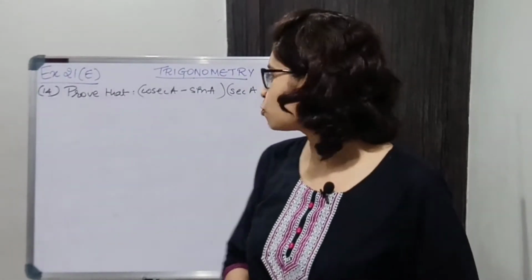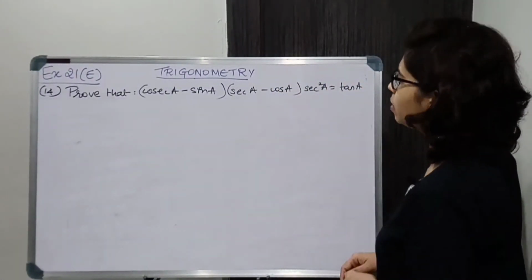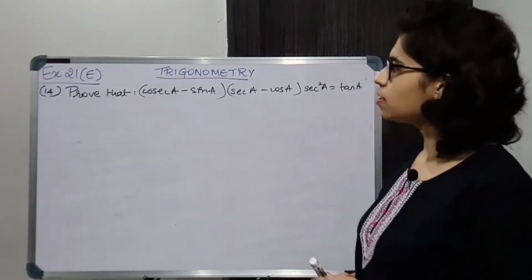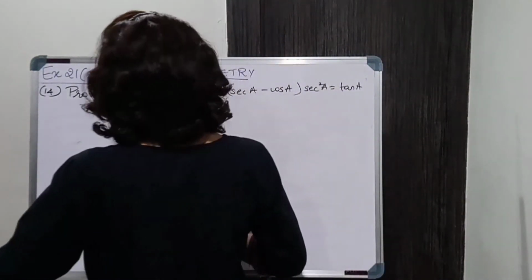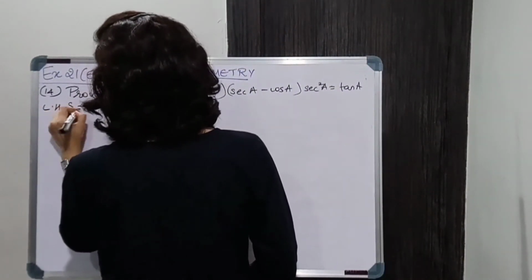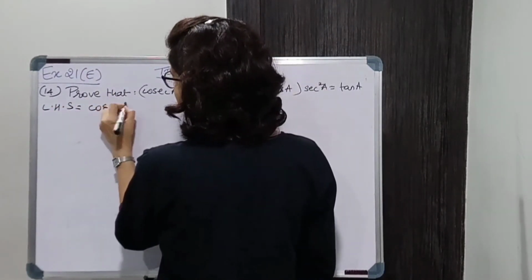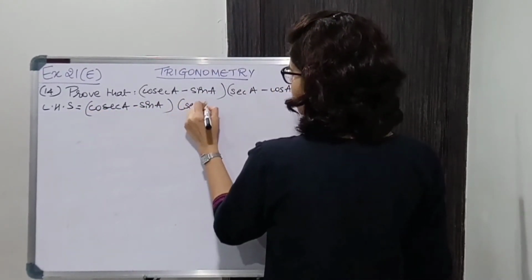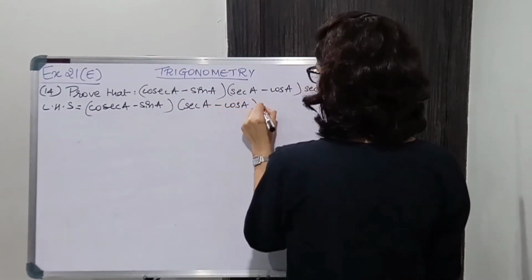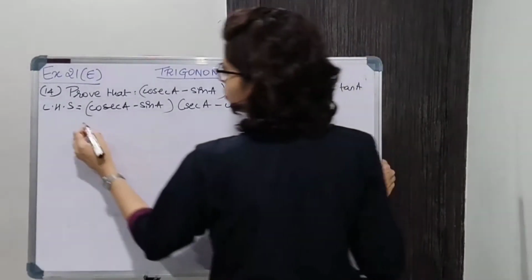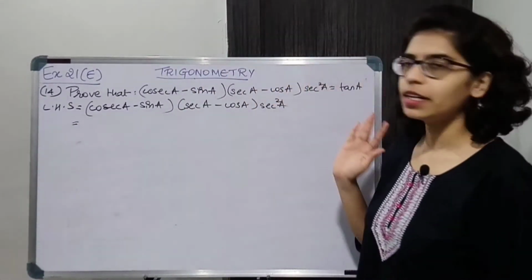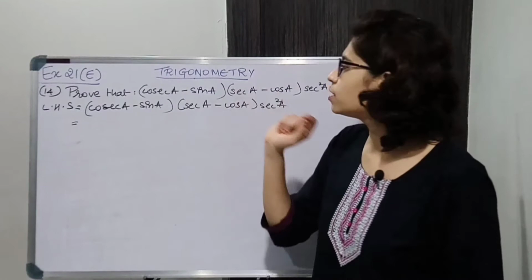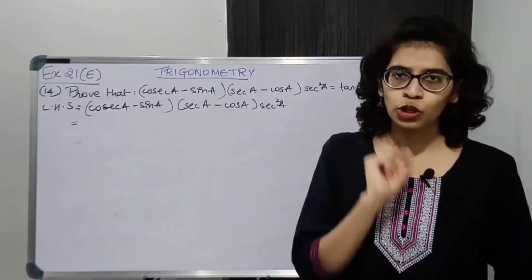Question 14, we have to prove (cosec A minus sin A) into (sec A minus cos A) into tan squared A... sorry, into sec squared A is equal to tan A. We'll start with the LHS. Okay, it's very easy. Cosec A minus sin A into sec A minus cos A into sec squared A. We want tan A. Cosec I can write as 1 upon sin, and same thing over here, sec I can write as 1 upon cos.